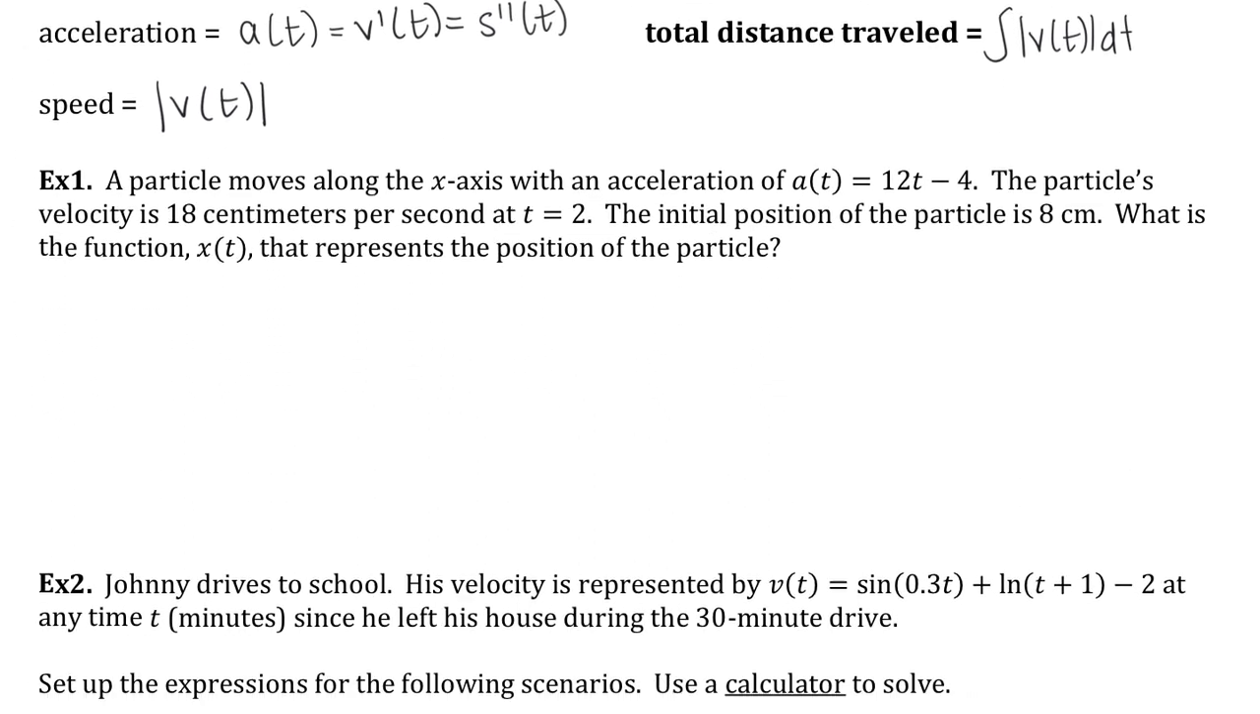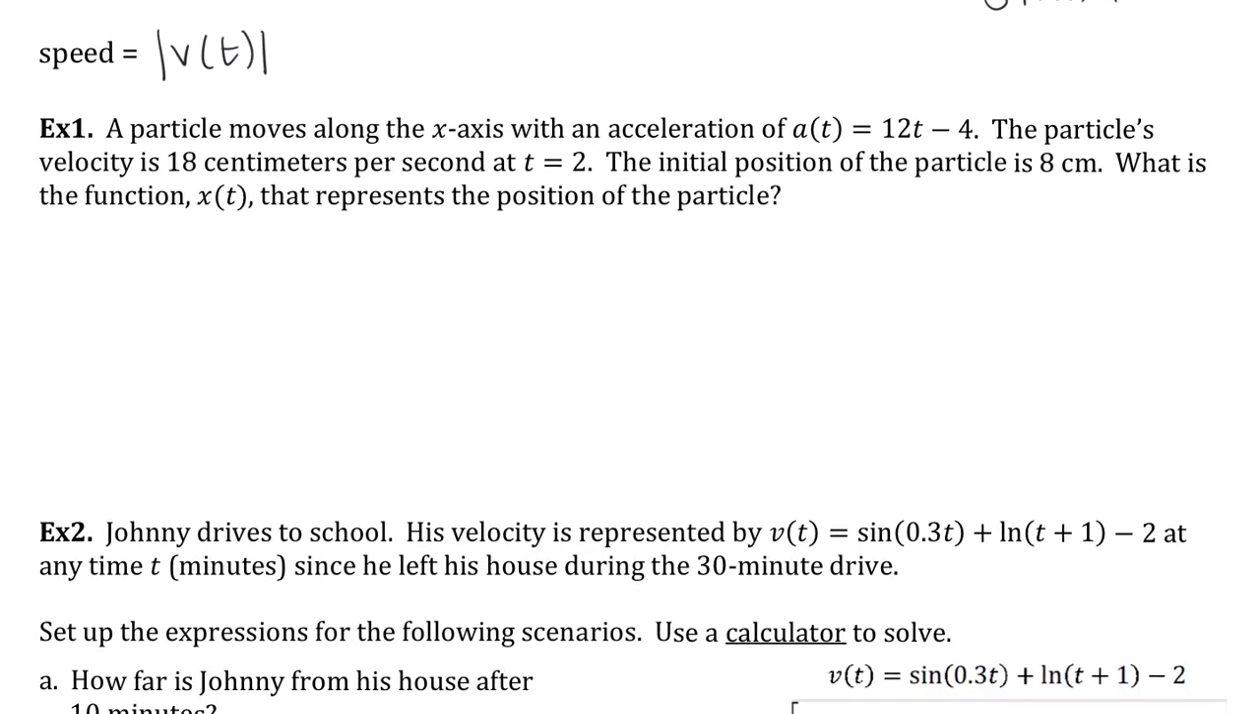Okay, so for example, a particle moving along the x-axis has an acceleration of a of t equals 12t minus 4. The particle's velocity is 18 centimeters per second at t equals 2. The initial position of the particle is 8 centimeters. What is the function x of t that represents the position of the particle? Okay, let me just see what I'm given real quick.